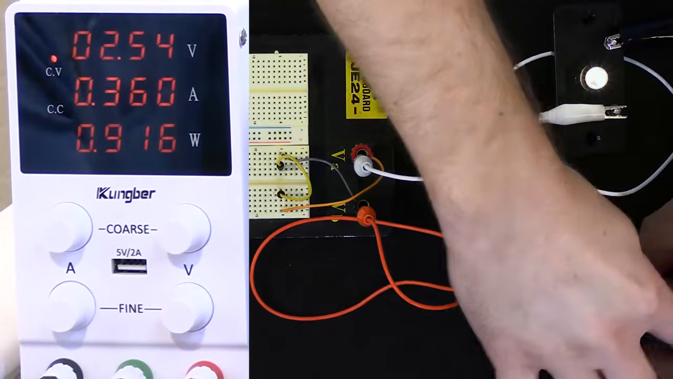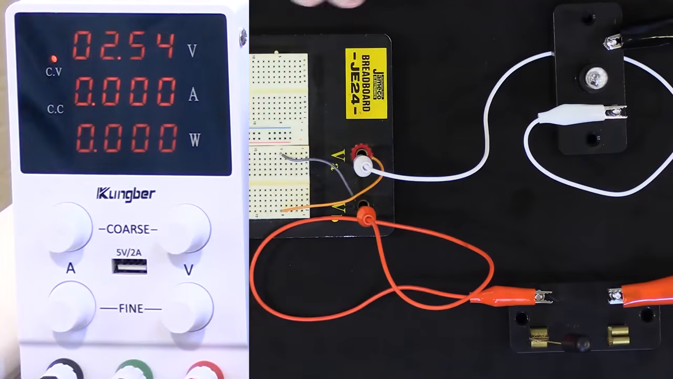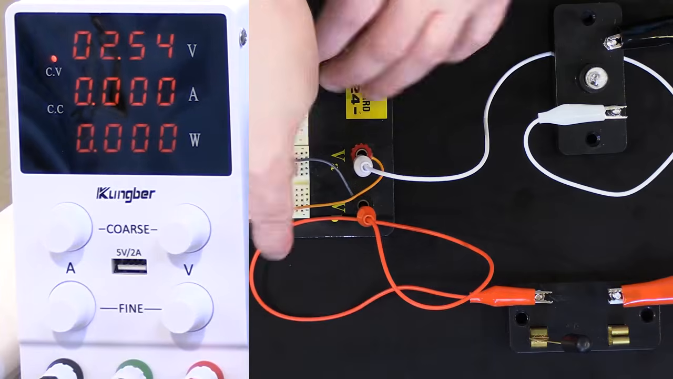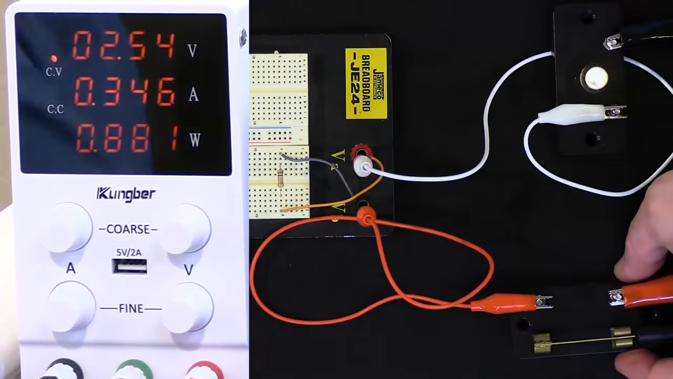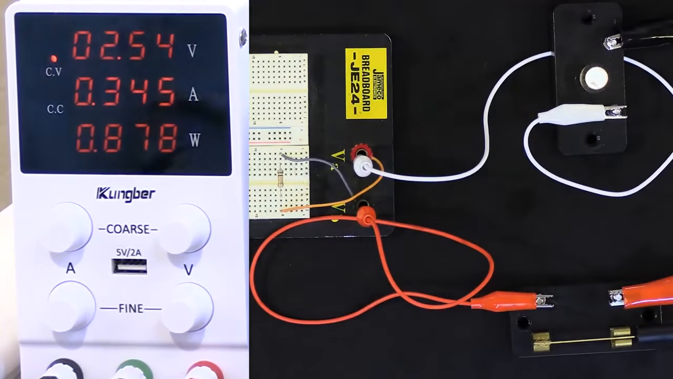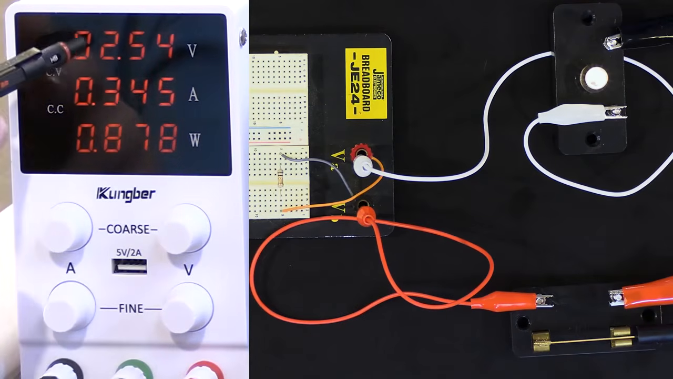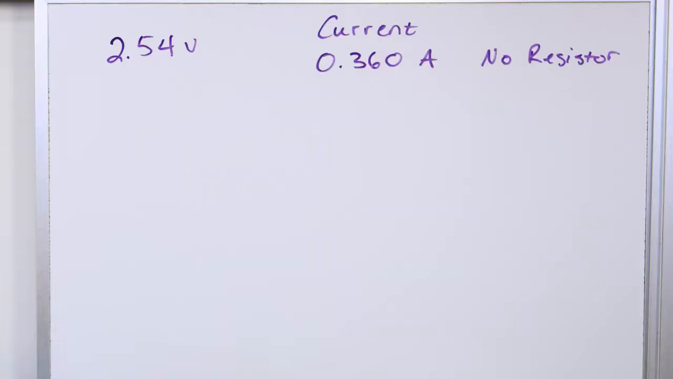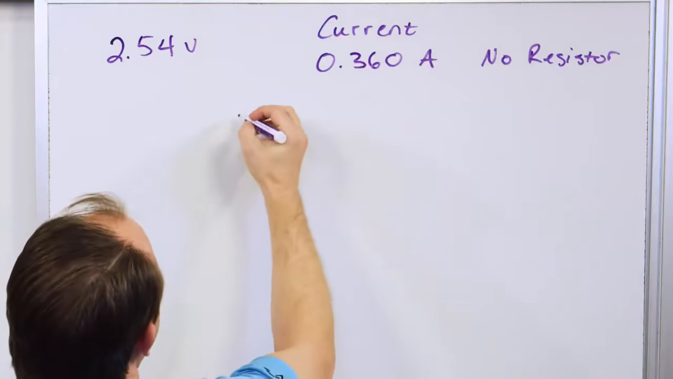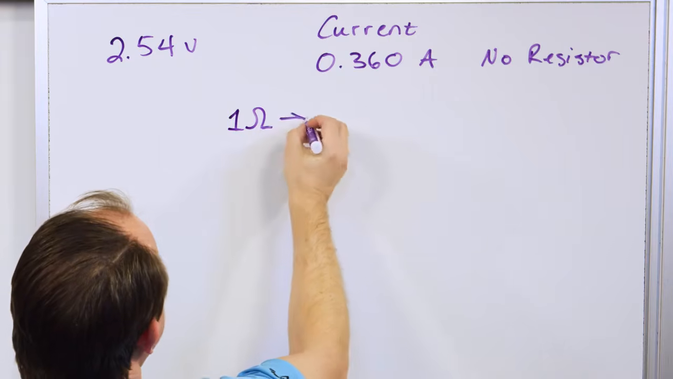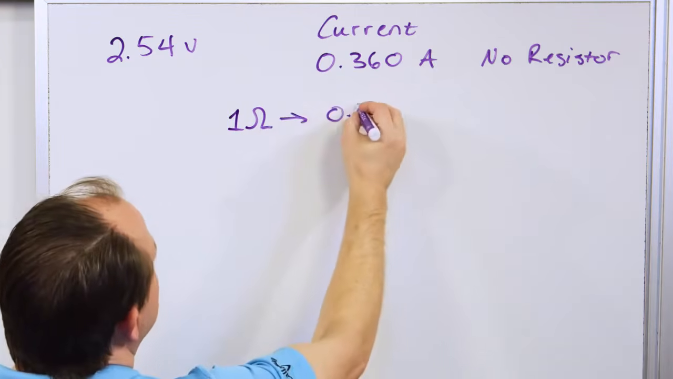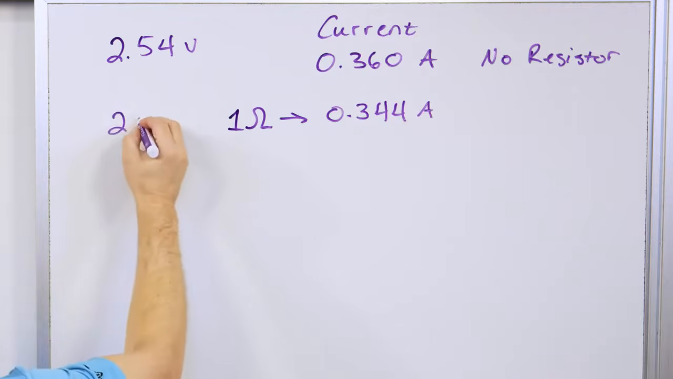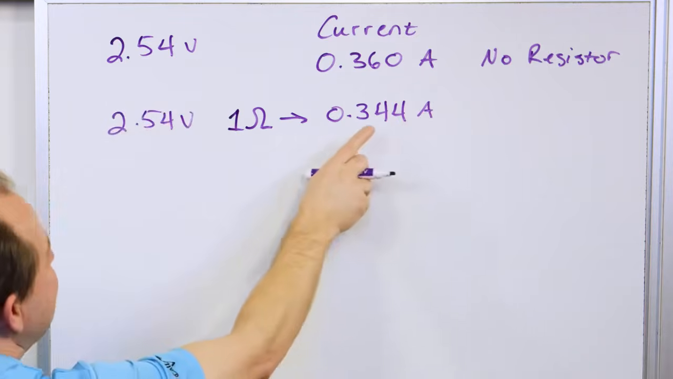So what I'm gonna do is open this guy up, take this guy out, take this resistor, put it in place, and now I'm going to close it back up. I can't really see too well, but I think it's a little bit dimmer. Here I have a new current. Notice the voltage is exactly the same, but there is less current, 0.344 amps. So same voltage, but with a 1 ohm resistance, it yields 0.344 amps.